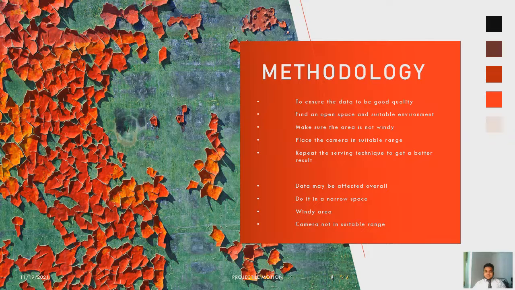Methodology for this experiment. The first one is to ensure the data is of good quality. Find open space in a suitable environment. Make sure the area you want to do the experiment in is not windy. Then place the camera at a suitable range and repeat the same technique to get a better result. This is all about the prevention we follow to make sure we have good data from our video. There may be a lot of effects if you don't follow the prevention when you do an experiment.